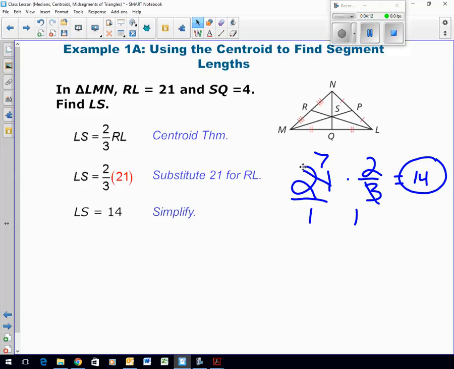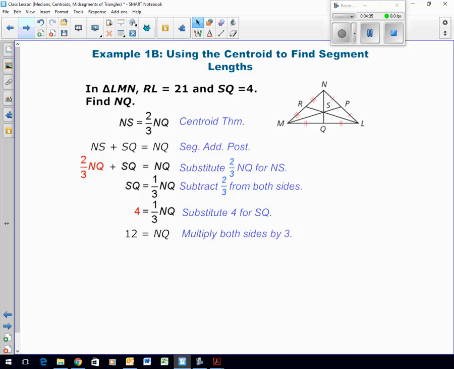Let's break this down even further. If R to L is 21 and L to S is 14, how far is R to S? Try it again. R to L is 21. L to S is 14. How far is R to S? 7, right? 14 and 7 is 21. Okay?